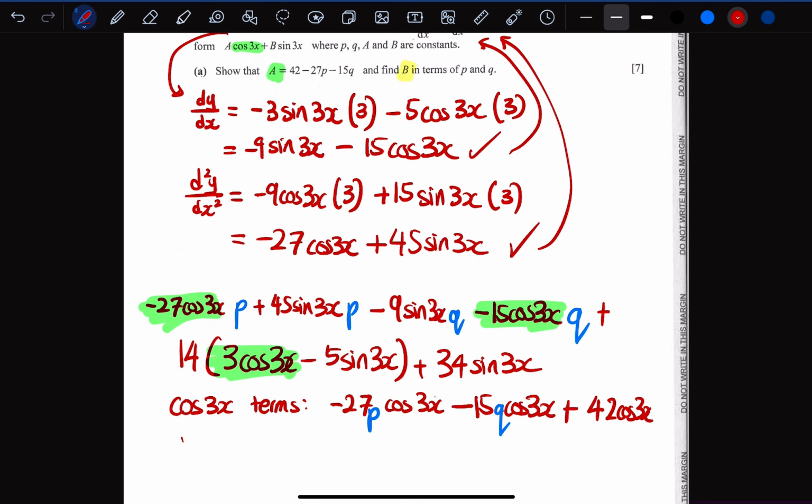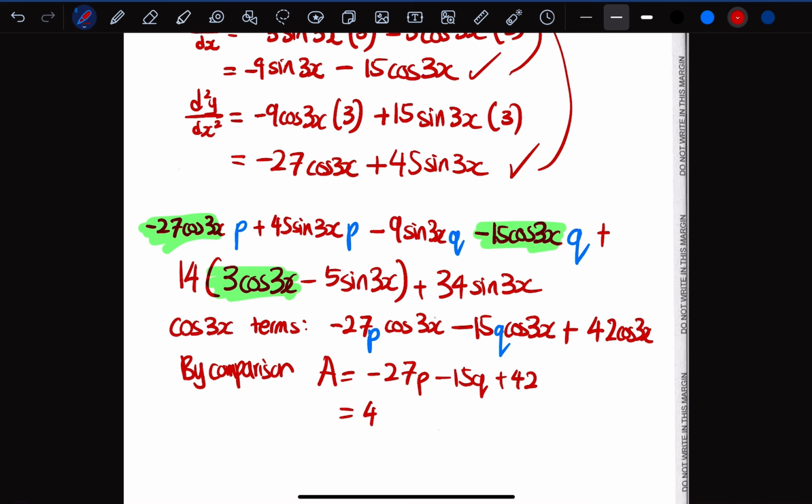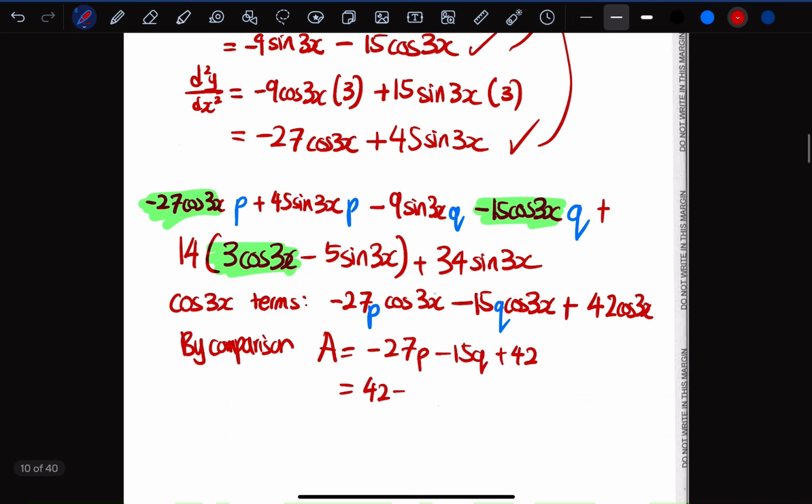And by comparison, because this whole term will equal to our A term, A would be equal to, in this case we rearrange it a bit. We can first say negative 27p minus 15q plus 42, in which it is 42 minus 27p minus 15q, shown. Okay, by comparison, there's an observation now.